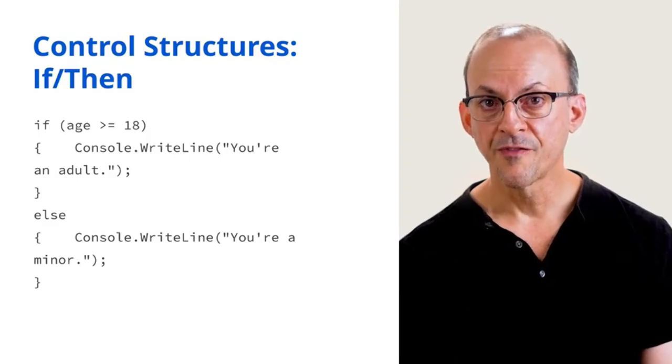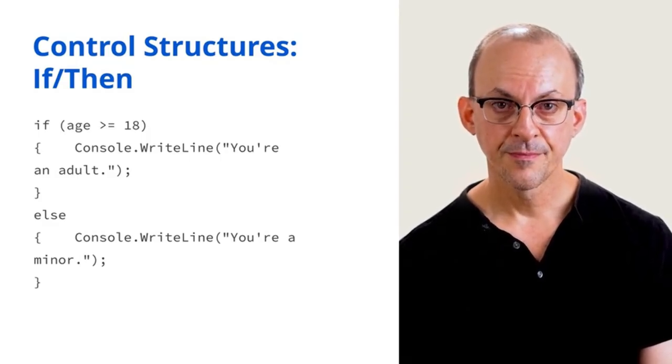Now let's examine how to create control structures in C#. Control structures manage the flow of the program. The most common control structures are if statements and loops. These structures help the program make decisions and repeat actions. We'll start with the if-else statement, which evaluates true-false conditions.